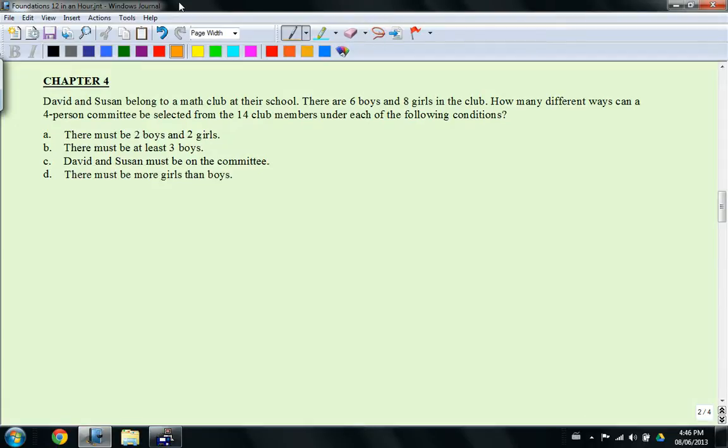Again, it's about David and Susan, who belong to a math club. 6 boys, 8 girls in the club. How many different ways can a 4-person committee be selected from the 14 club members under each of these conditions? The first one, there must be 2 boys and 2 girls. We're going to start easy. There are 6 boys, we're going to choose 2 of those. And then we have 8 girls, I'm going to choose 2 of them. And that will give us the answer.